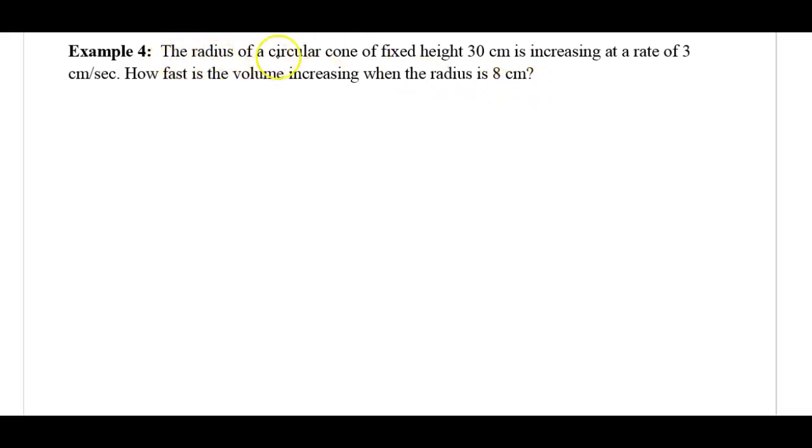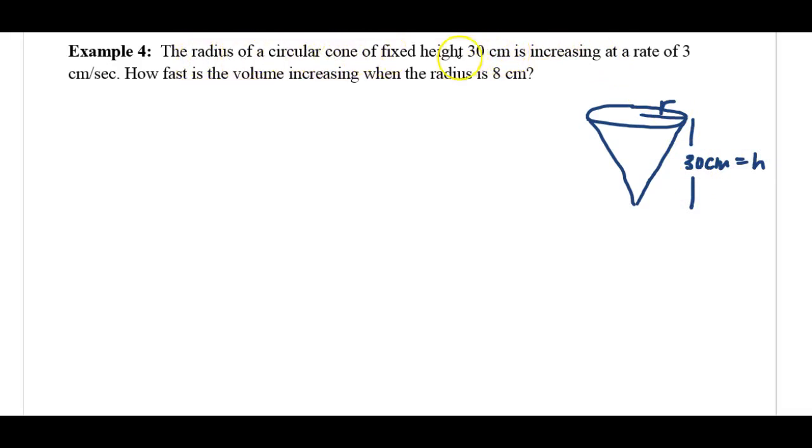The radius of a circular cone. So let me attempt to draw a circular cone. That's the shape, that's the geometric object. So a circular cone, trying to draw like an ice cream cone looking thing. So the radius is going to be this distance here. This is r. And this cone has a fixed height. So the height here is 30 centimeters. So that's the height.